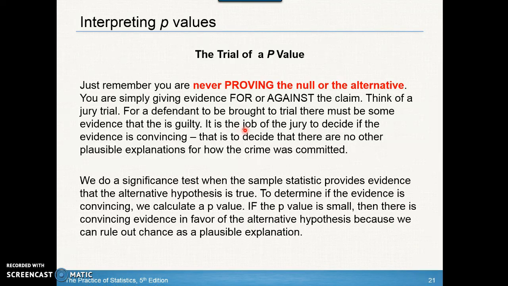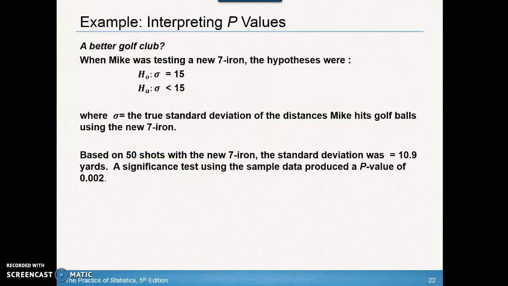When we do a significance test, the sample statistic provides evidence that the alternative hypothesis is true or not true. Our goal is to determine whether this is enough evidence. The p-value, the probability of the statistic occurring, is our evidence. If our p-value is small, then there is convincing evidence in favor of the alternative, because we're ruling out chance as a plausible explanation. It's not where it should be. It's far away from where the value should be if the null were actually true.